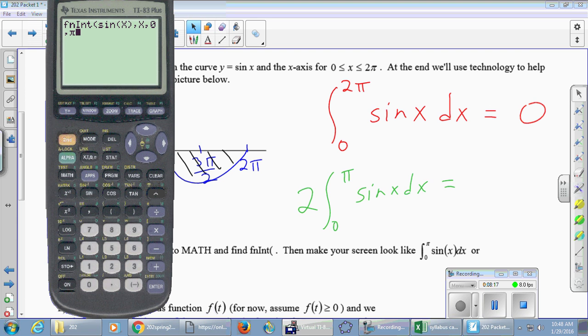If you've got one of the fancy newer operating systems, you want it to look like this here, where it just looks like the symbols. So just use your arrows to move around the screen appropriately. And we get 2. Yeah, make sure you're in radians. All of calculus is in radians unless specified otherwise.